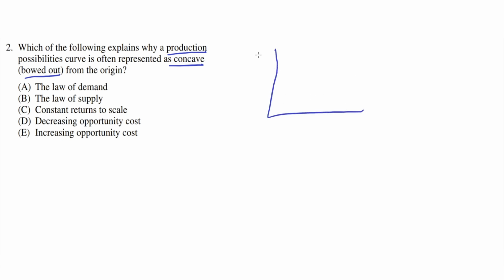So this is the graph, and on the one axis, let's call this good y. The other axis is good x. And a bowed out or concave out graph would look somewhat like this. And we're asked to explain why the production possibilities curve is this shape. So let's look at the answer choices.